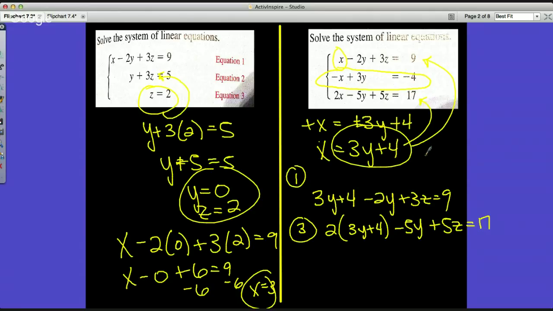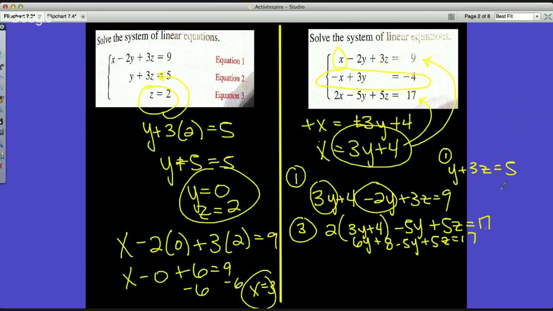Now, as I keep continuing, I can simplify, and notice that 3y minus 2y is y. So I get y plus 3z, and when I subtract 4 to the other side and simplify, I get y plus 3z equals 5. So this is the simplified number 1 equation. Number 3, we're going to distribute to get 6y plus 8 minus 5y plus 5z equals 17. When I simplify, I get y plus 5z, and when I subtract 8, I get y plus 5z equals 9.